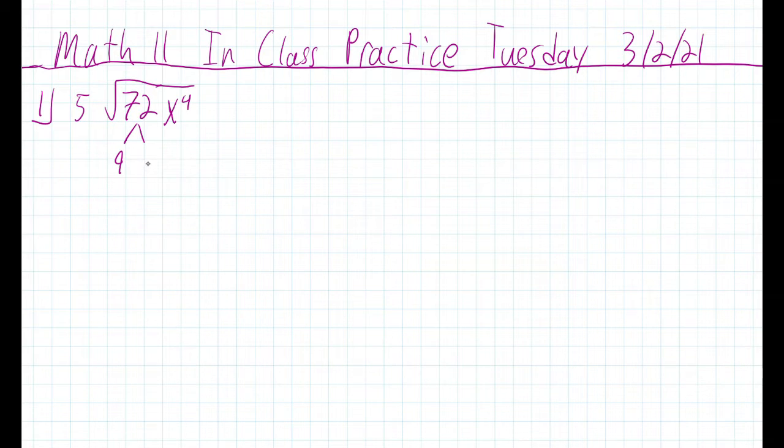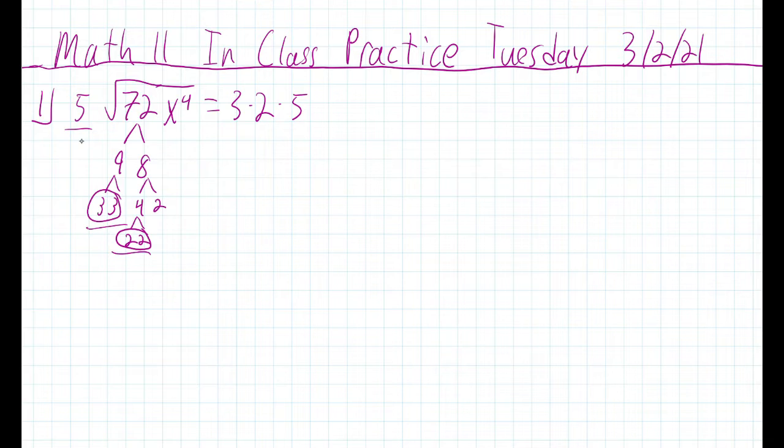So 72 breaks down into 9 times 8. 9 breaks down into 3 times 3. 8 breaks down into 4 times 2. 4 breaks down into 2 times 2. Now we have a pair of 2's there, along with a pair of 3's. So this means I have 3 times 2 out in front from the groups, along with multiplying with the 5 that's already out there. Now what do I do with this x to the 4th?